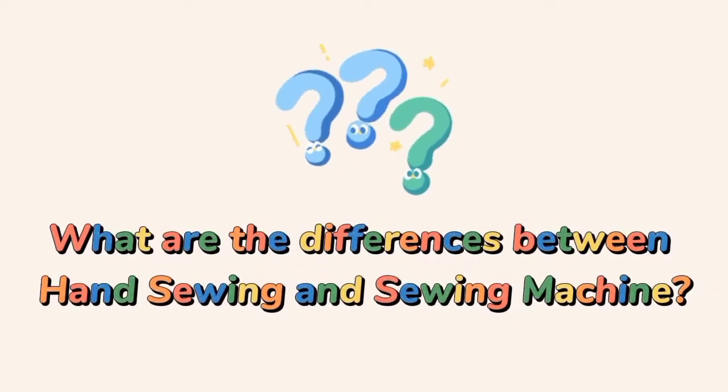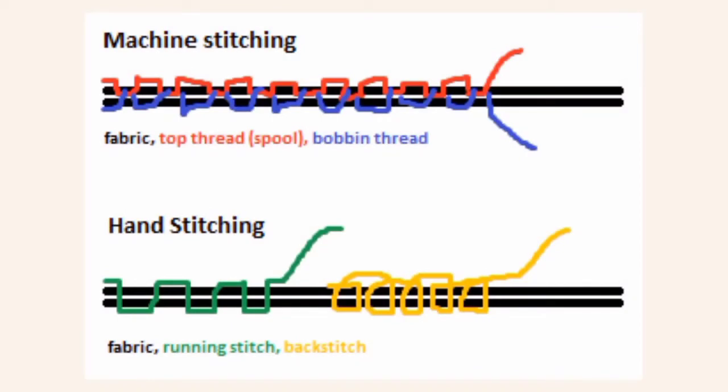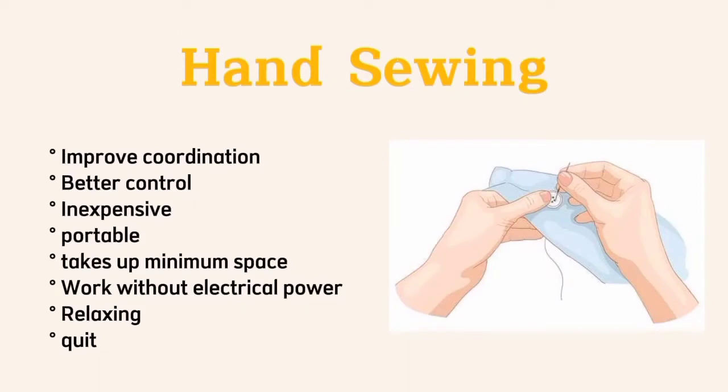But what are the differences between hand sewing and sewing machine? The most important concept to understand is the number of threads. Machine stitching has two threads, a spool and the bobbin, and they interlock between the layers of fabric. Hand stitching only has one thread in the needle, and it is sometimes atop and sometimes beneath the fabric layers. Hand sewing can improve your coordination and gives better control. It is inexpensive and portable, takes minimal space, and you can work without electrical power. It is relaxing and quiet.